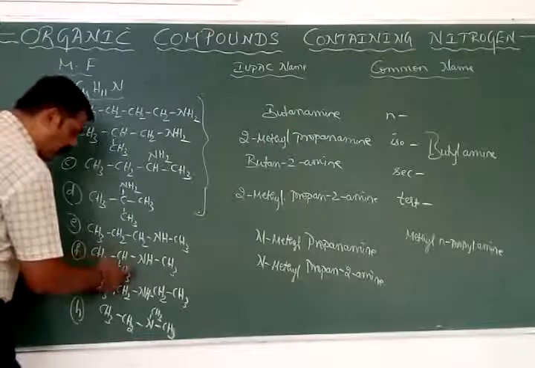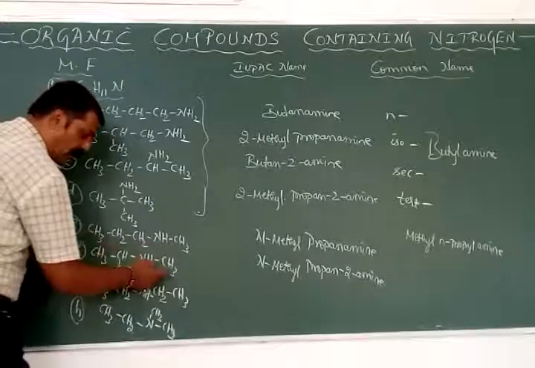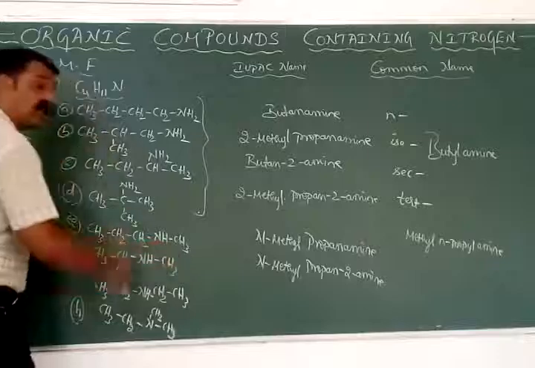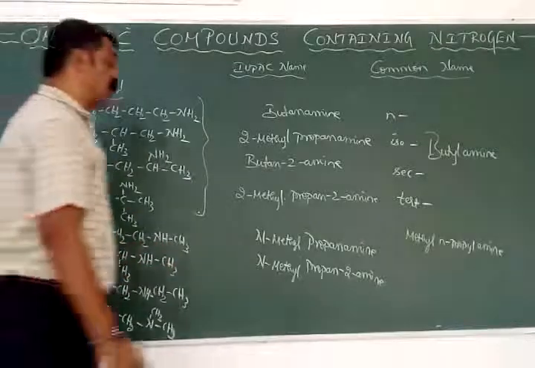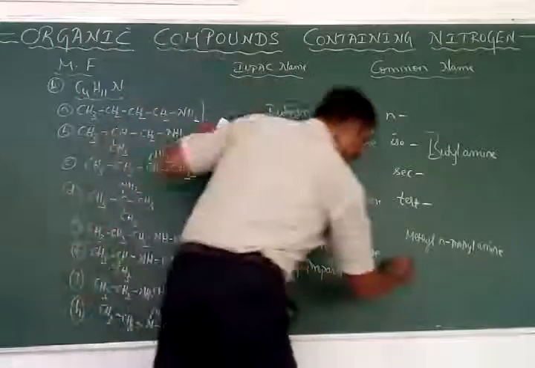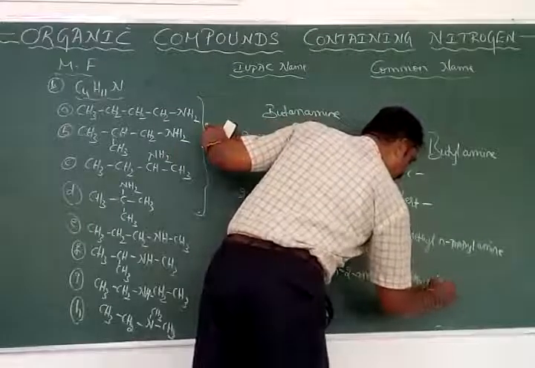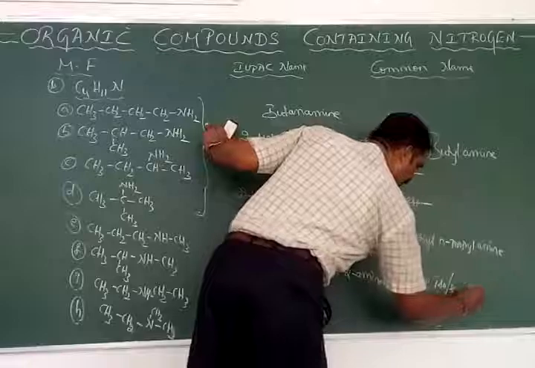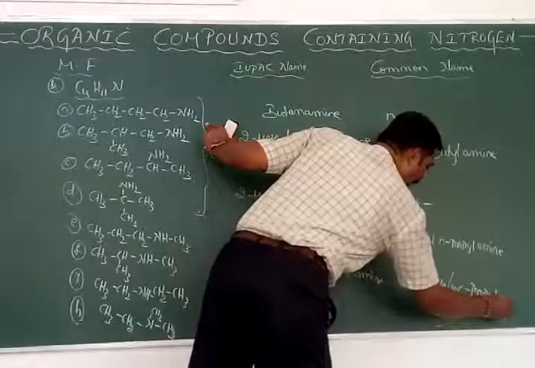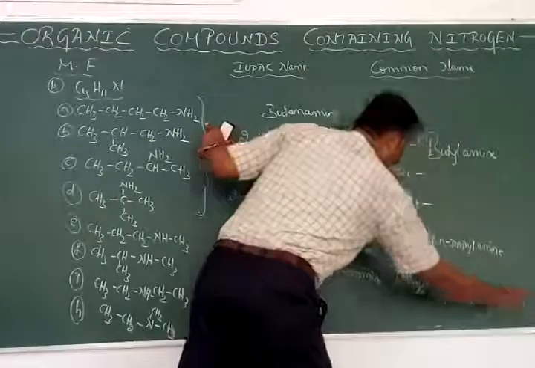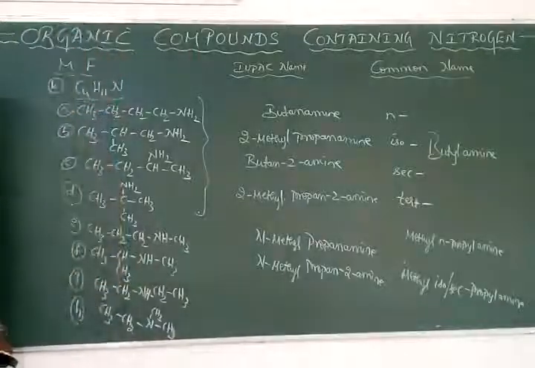This is isopropyl group and this is called methyl group. Iso is sometimes also called secondary. Therefore methyl iso secondary propylamine. Which one? Methyl iso or secondary propylamine.